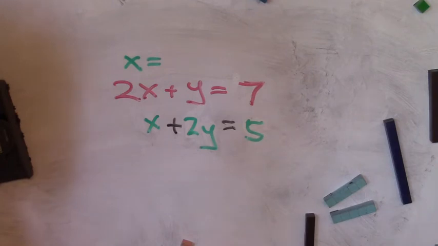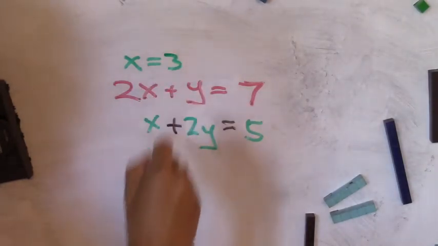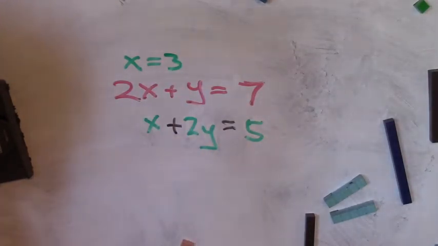x plus 2y equals 5. It could be 1, and x could be 3. Okay, x could be 3. Then what would y have to be?